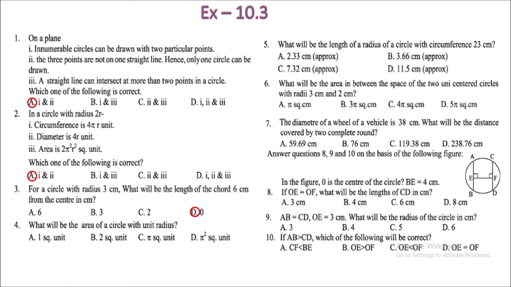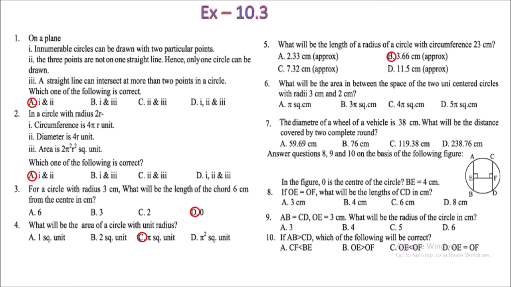What will be the area of a circle with unit radius? Unit radius means one unit radius, that equals only pi square unit. That will be the area. Number 5. What will be the length of the radius of a circle with circumference 23 centimeter? So that will be 3.66 centimeter. If you use 2 pi r equal to 23, r equals 3.66 centimeter.